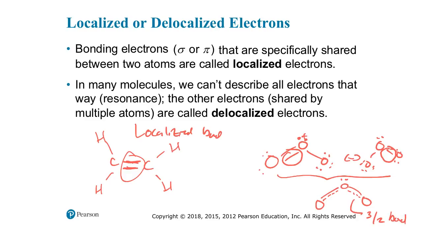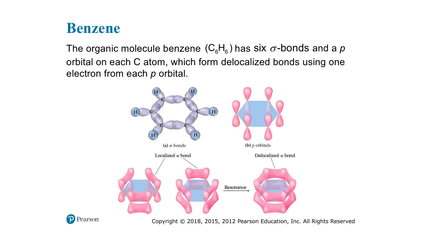This is delocalization. Delocalized electrons are electrons that are spreading themselves out across more than one set of 2 atoms, or more than one particular covalent bond. So we see this example with benzene.